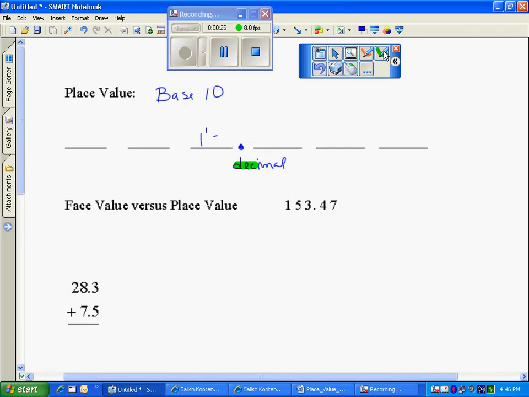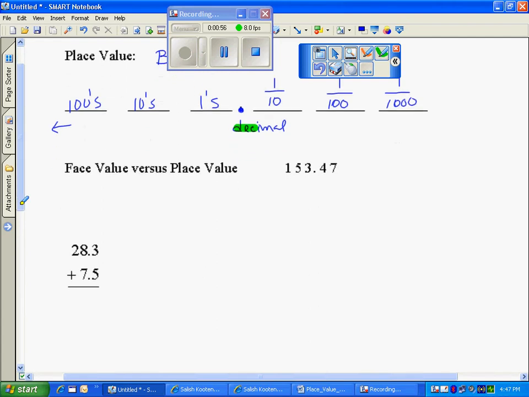Going to the left, we have the ones, we have the tens, and we have the hundreds. And if I continue to the left, I would continue multiplying by 10 for each location of place. Going to the right, we're going to divide by 10. That would be 1/10. This would be 1/100th, 1/1000th, and so forth. What we're going to be worried about is place value versus face value.